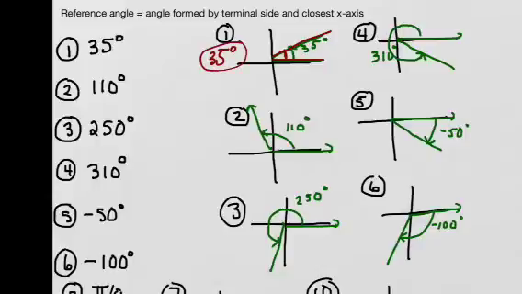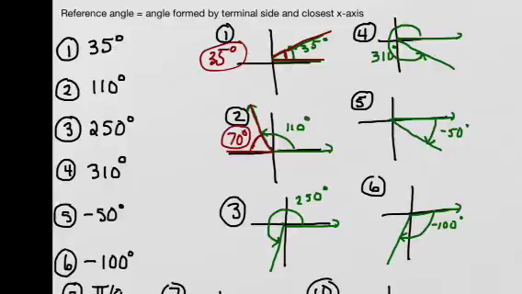For number 2, here's the terminal side of the angle of 110, and then here's the closest x-axis. So we're looking for the angle formed by those two. You know that half a turn is 180 degrees, so this is 180. Well, if this is 110 up here, then how much more to get to 180? So this angle turns out to be 70 degrees. So this is your reference angle.